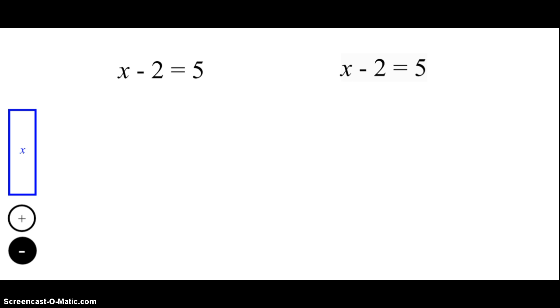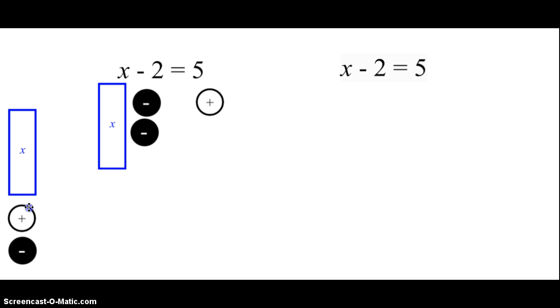Let's do this one. Different this time, in that this time we have x minus 2 equals 5. So once again, we're going to start with an x. But this time we're going to have 2 negative counters and 5 positive counters. So there's my x minus 2 equals 5.